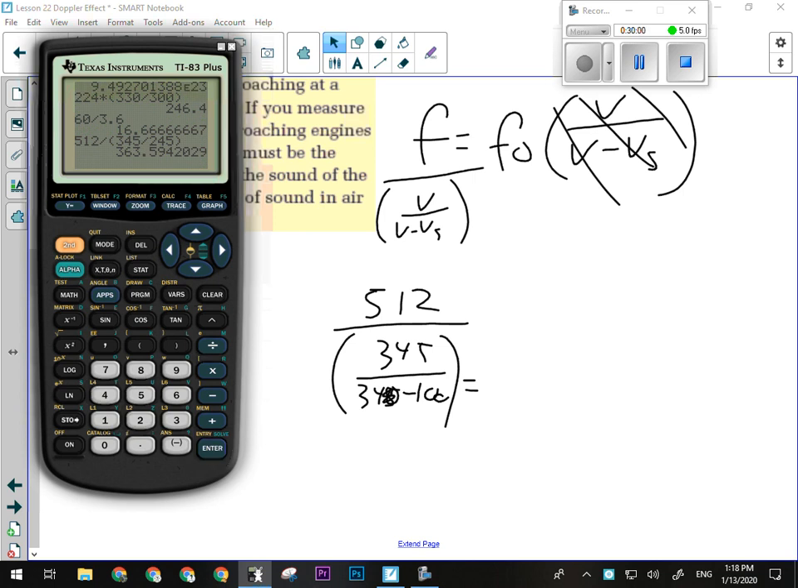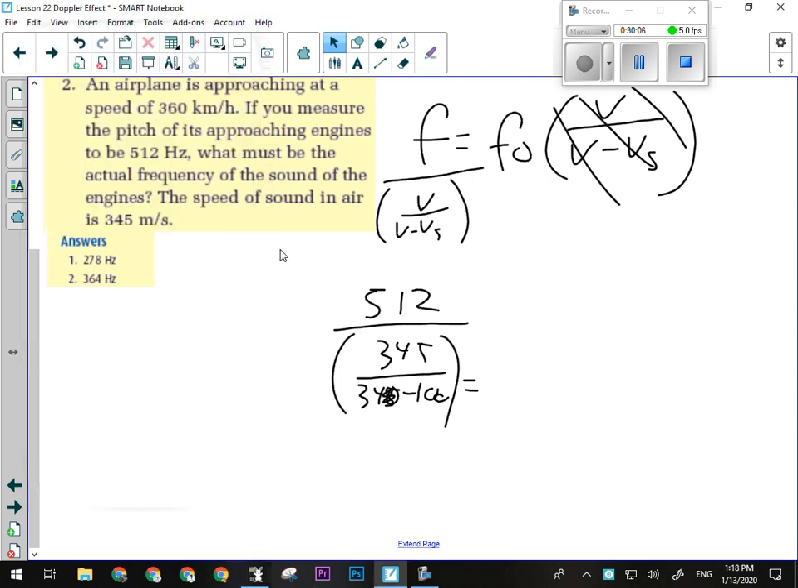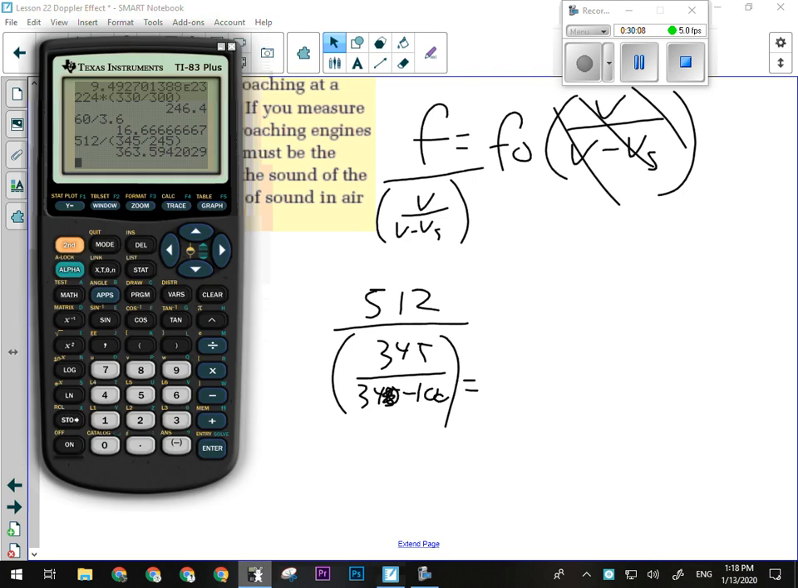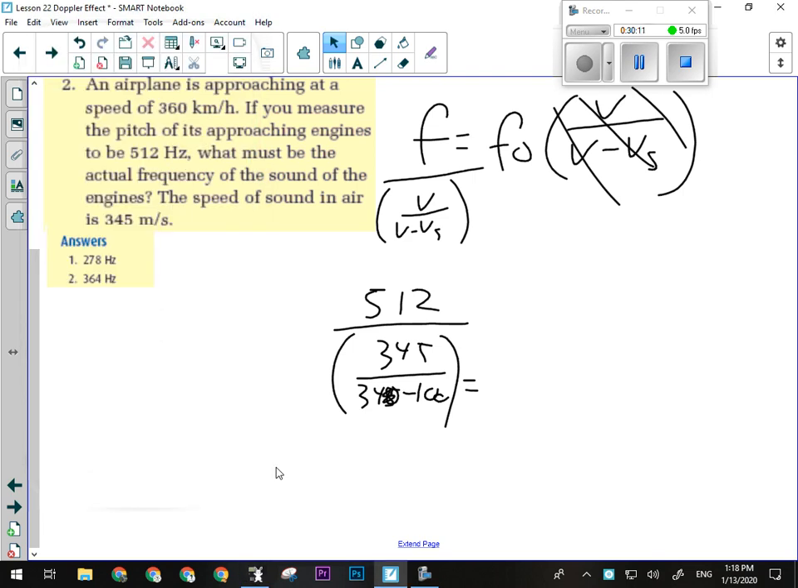Okay, so we're looking at a frequency. The actual frequency is 363 hertz. Okay, so quite a bit lower. Okay, sorry, 364 rounds up, right? Yeah, 364 hertz. All right, making some sense there.